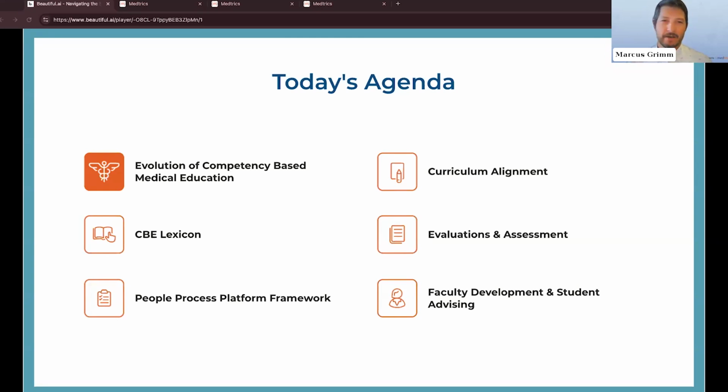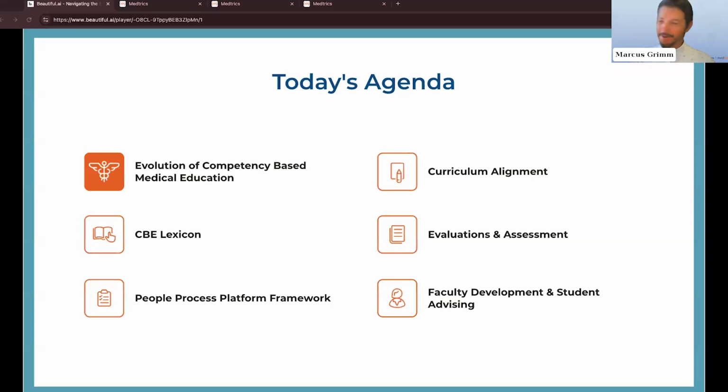Then we'll be talking about some nuts and bolts stuff about curriculum alignment, evaluations and assessment, and faculty development and student advice. And so it is a jam-packed program. Tosh, welcome to the show. Let's go to this first slide.